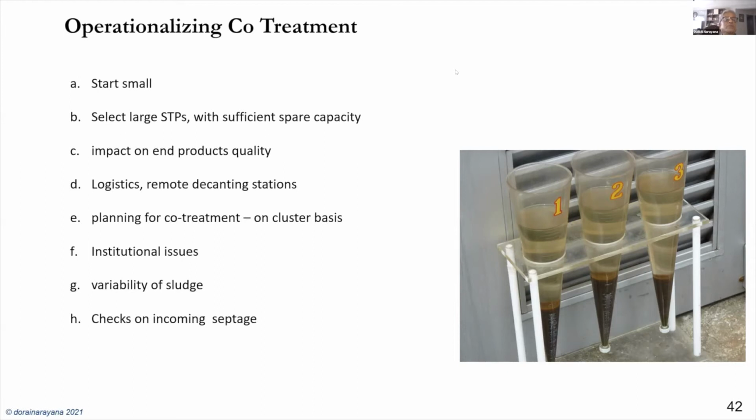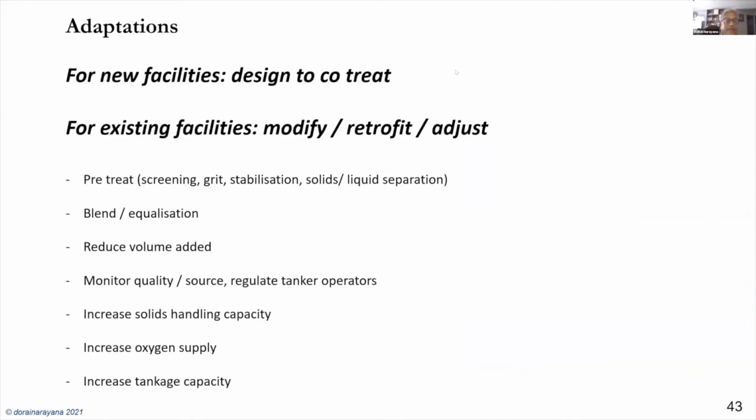The institutional issues, these are real and must be addressed right up front. The variability of sludge is an issue, and every tanker could be different. And there should be some kind of a check on the incoming septage. Besides, if you can have a system of regulation where the tanker operators need to have records of where they are bringing the sludge from, and there is some accountability placed on the tanker operators for the sludge that they are dumping in. Right? So for new facilities, it's easy. For existing facilities, this is what we have to look at.